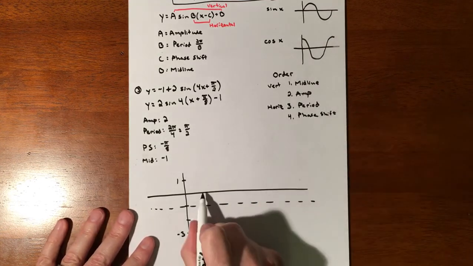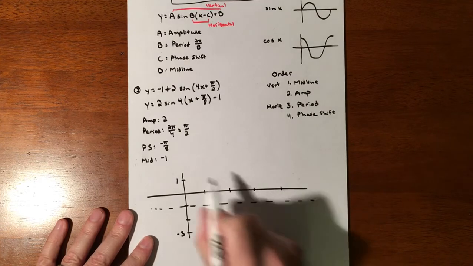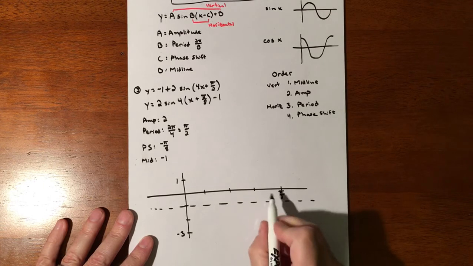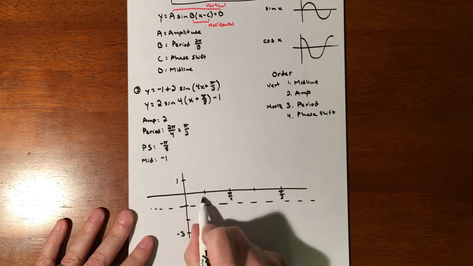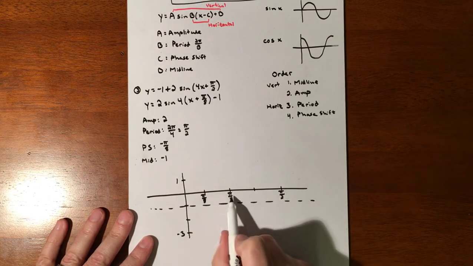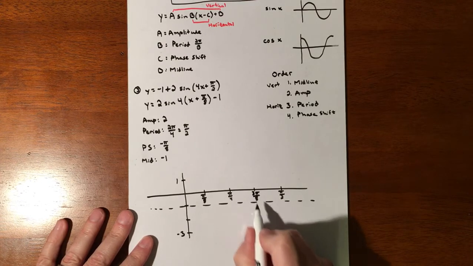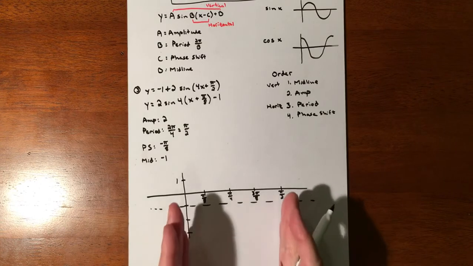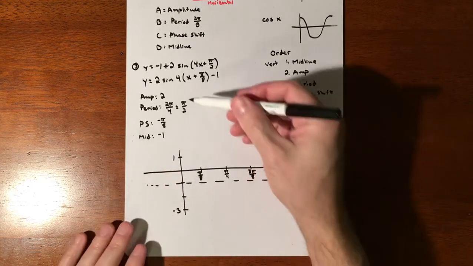Now the period. Period is me just going 1, 2, 3, 4, and marking down my period. Pi over 2, cut it in half. That's pi over 4, cut it in half. Pi over 8. That's 1/8, 2/8, 3/8. Okay, so my graph should fit in this window right here, because of my period.